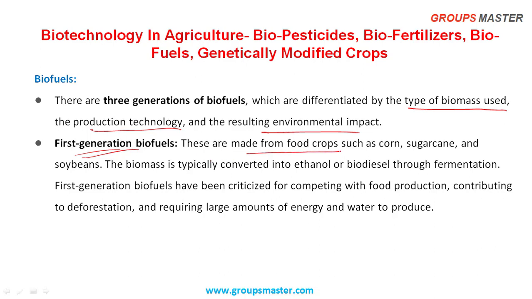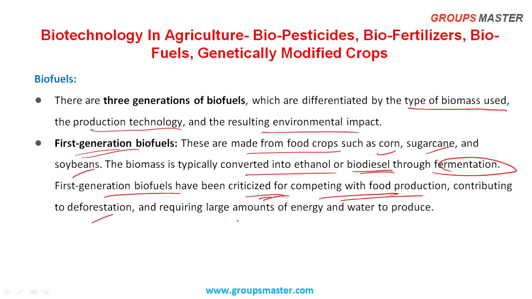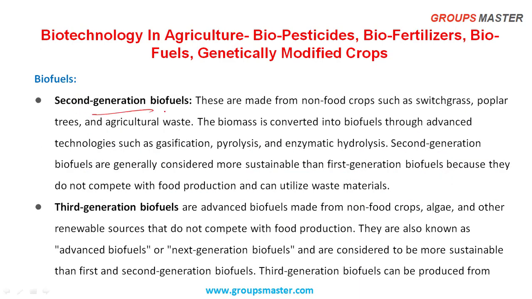These are made from food crops such as corn, sugarcane and soybeans. The biomass is typically converted into ethanol or biodiesel through fermentation. First generation biofuels have been criticized for competing with food production, contributing to deforestation and requiring large amounts of energy and water to produce. Next come second generation biofuels.